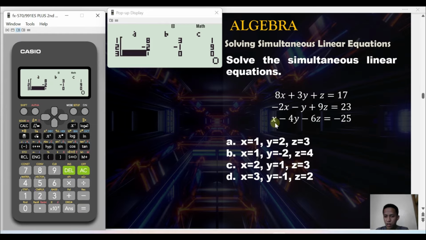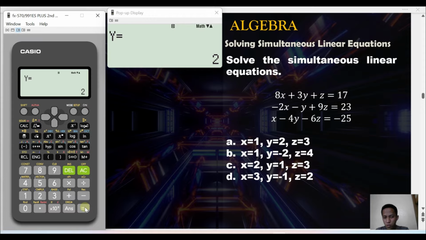Okay, for the third equation, we have the coefficient for x as 1 since x lang siya. For y, yung coefficient na is negative 4 equals, and for z, yung coefficient niya is negative 6. And the constant, finally, that is negative 25. Okay, press lang natin guys yung equals. The value for x is 1. The value for y is 2 and the value for z is 3. So 1, 2, 3. So letter A yung answer natin.